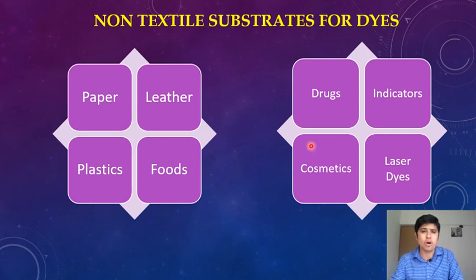So these are the non-textile substrates or non-textile substances for dyes. Other than textile material, we may have such different substrates or substances for dyeing. This is what we have to see in this lecture. Now let us see the non-textile uses of dyes.